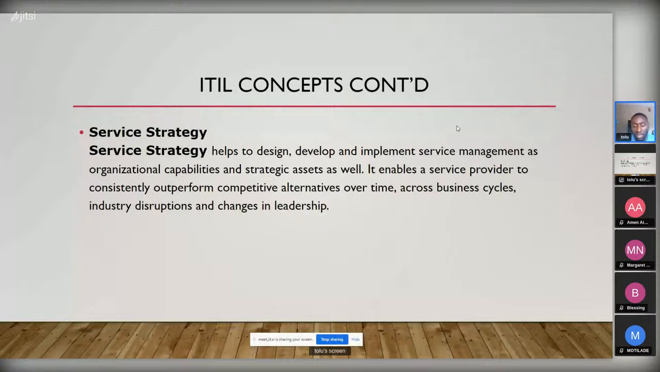Hope you can hear me clearly, please. I hope you can see my screen. Can hear you. All right. Can you see my screen also? Yes. All right.